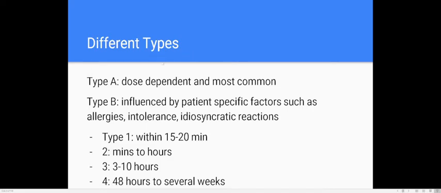There are different types of drug allergies. There's type A, which is dose dependent, which is also the most common type of allergy. That's probably going to be a question, like, what's the most common type of allergy? And yes, you know it's type A.